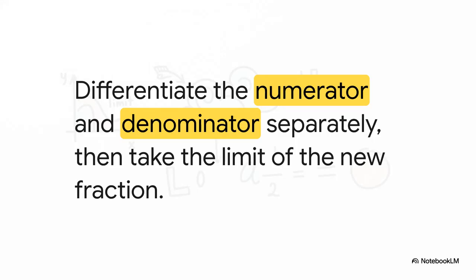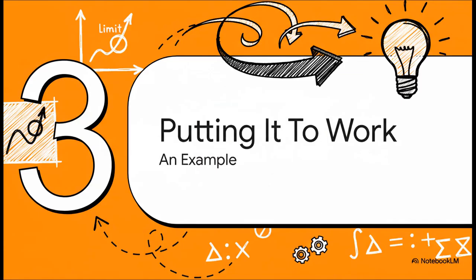So here's the crucial point, and you gotta remember this. You are not using the quotient rule. Forget about it. You treat the numerator and the denominator as two totally separate problems. Just take the derivative of the top, then take the derivative of the bottom. Then you see what the limit of that new fraction is. That's it. All right, enough with the theory. Let's actually put this brilliant shortcut to work with an example and see how it all comes to life.